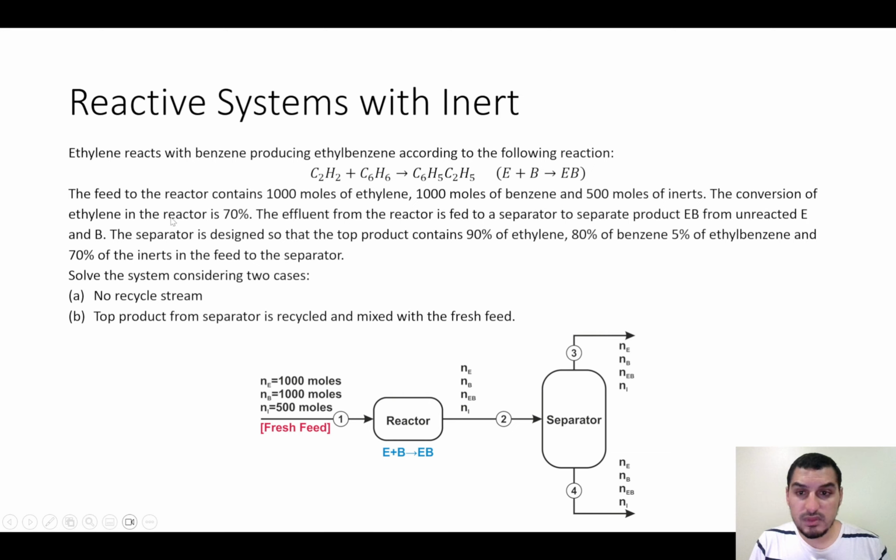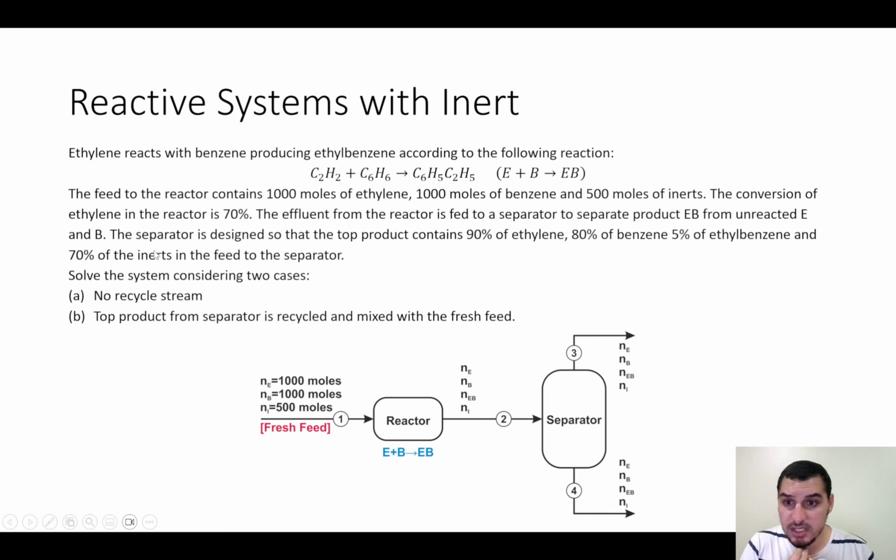The conversion is 70% of ethylene in the reactor. So it's a decent conversion. It's not very high, but it's decent. The effluent from the reactor is fed to a separator, this is the effluent. Of course, it contains the ethylene and benzene that are not reacted, the ethyl benzene, which is the product, and the inerts that are not affected by the reactor. And we have some relations here about the effluent from the reactor and the effluents from the separator.